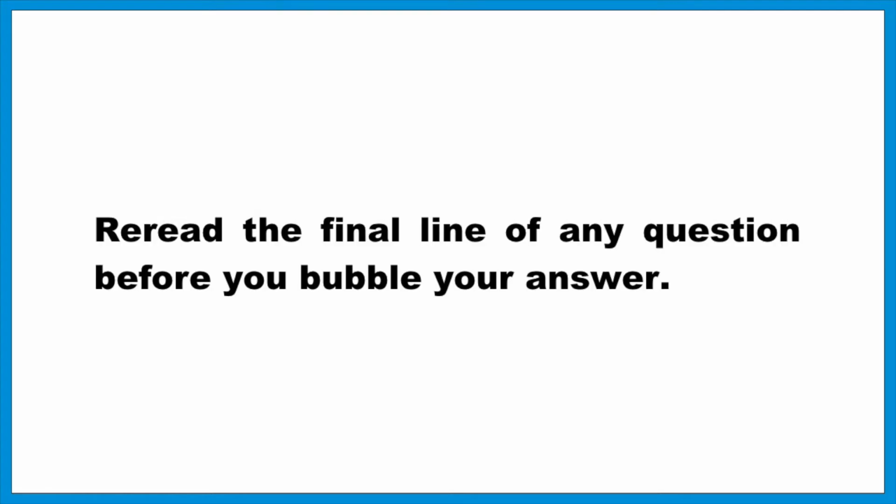So make sure that you've solved for exactly what the question has asked for. Here's a good tip. Reread the final line of any question before you bubble your answer. This way you can double check that you solved for exactly what they want. If you do all of your math correctly, but then solve for the wrong variable or stop one step too soon, that number will definitely be listed in the answer choices. So be careful.